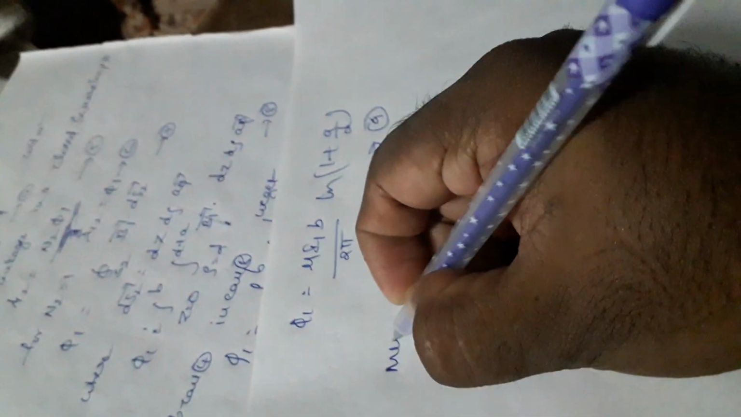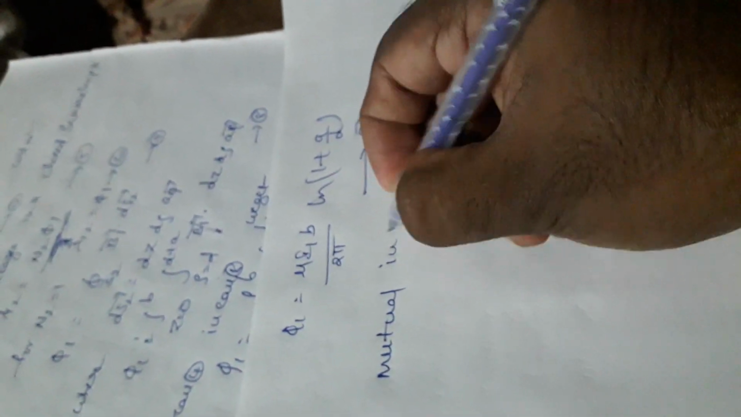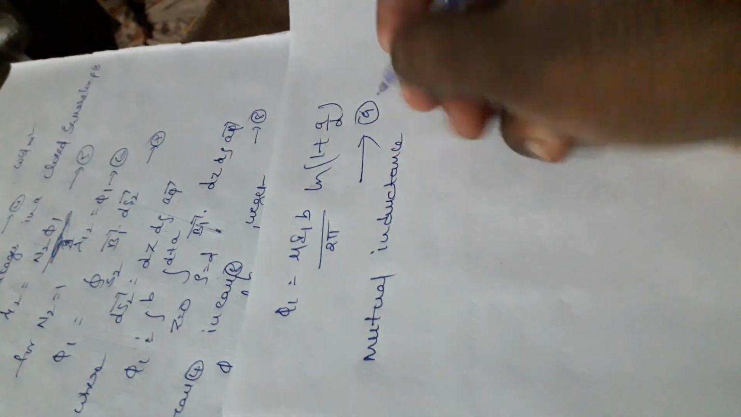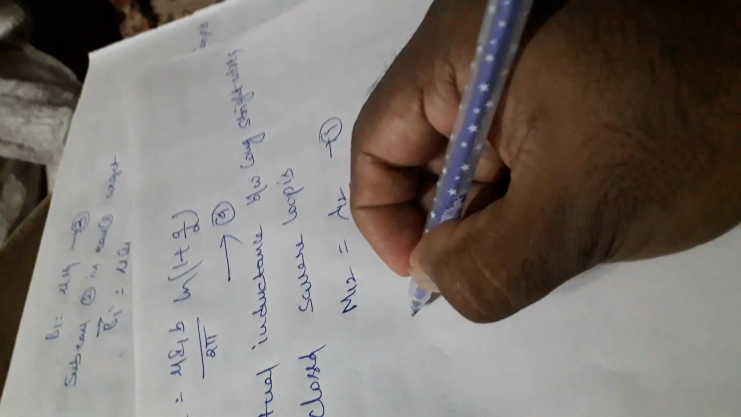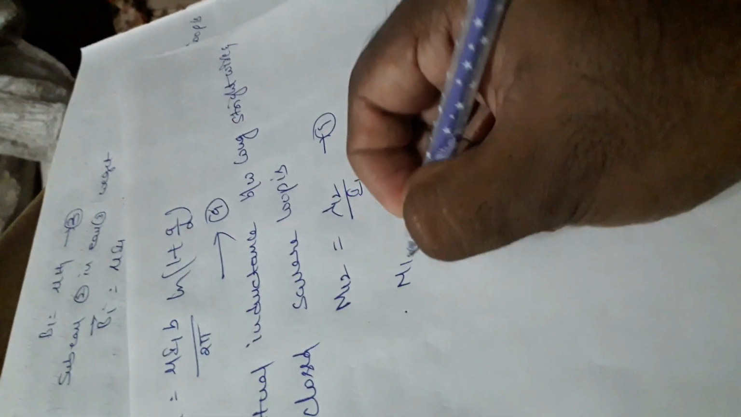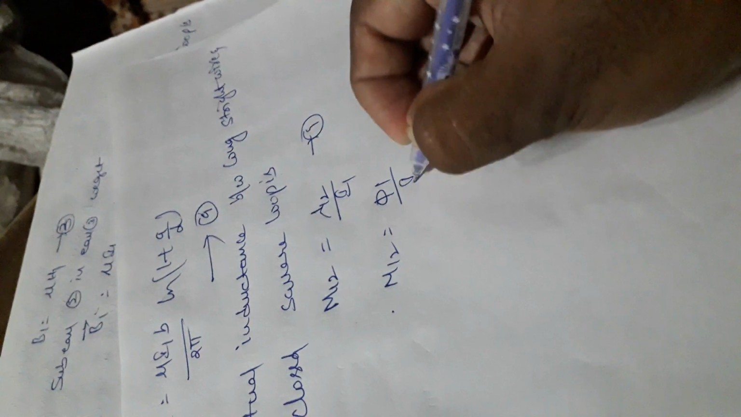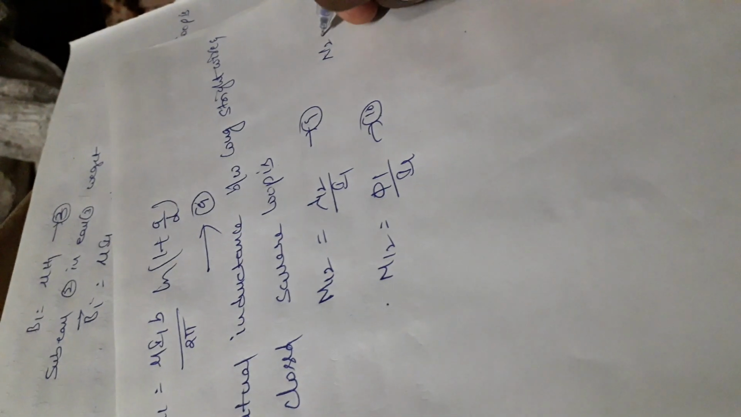Then the mutual inductance between a long straight wire and a closed square loop is M12 is equal to lambda 12 by I1, where lambda 12 is phi 1 by I1 because N2 is equal to 1.